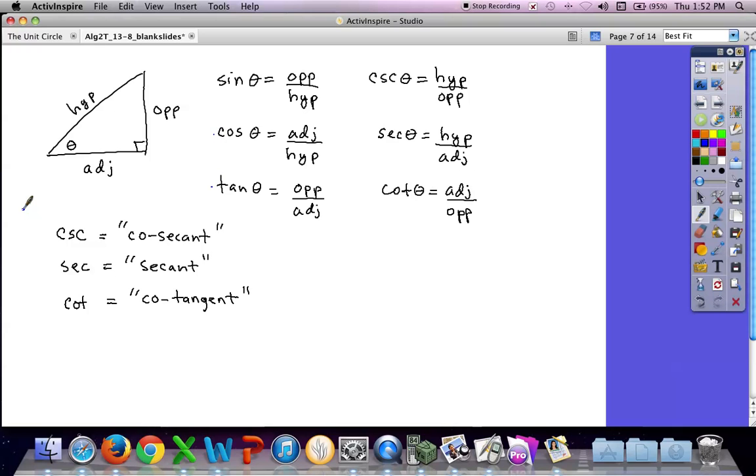Okay. The cosecant, CSC is the way you write it, but it's cosecant, is the inverse of the sine. So if sine is opposite over hypotenuse, cosecant is hypotenuse over opposite. You just flip it. Okay.